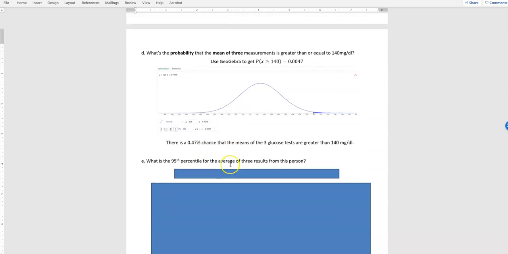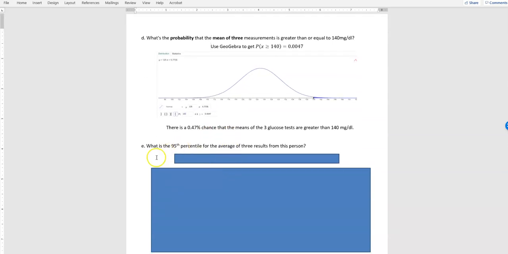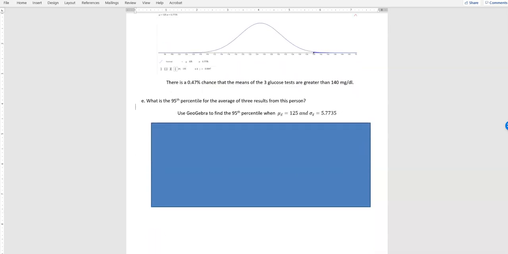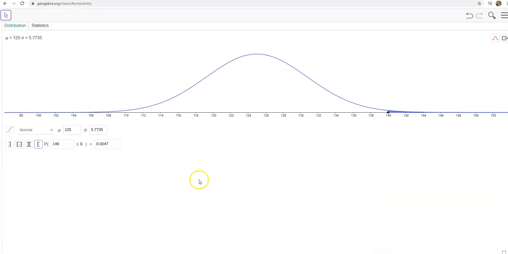Okay, and the last question on this video is, what is the 95th percentile for the average of the 3 results from this person? And so we're going to just use GeoGebra to do that. We want to find the 95th percentile using the mean and the standard deviation for the distribution of the means. So we're going to go back into GeoGebra. And I'm just trying to show you how to use GeoGebra. So if you already know how to do that, I'm sorry.